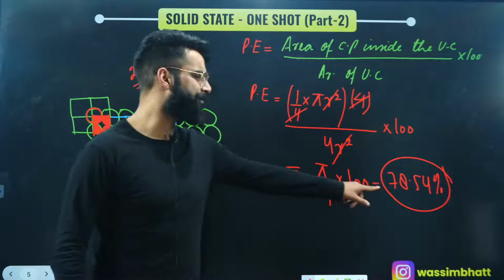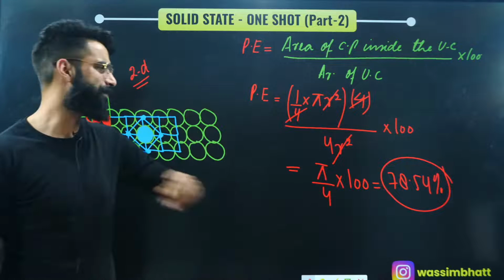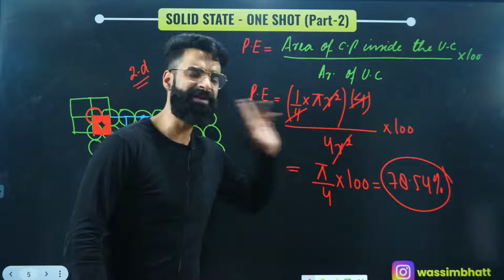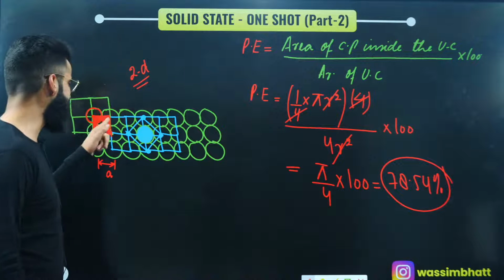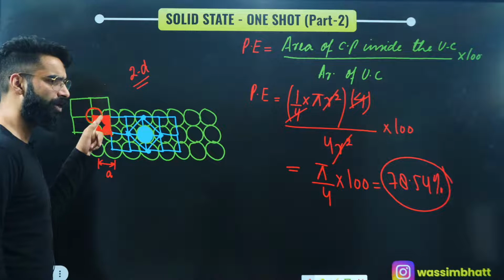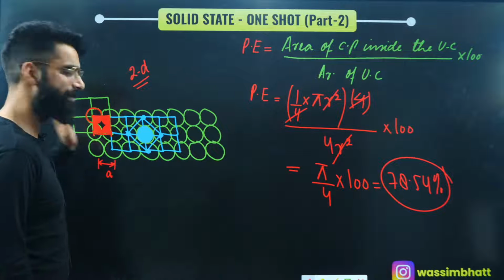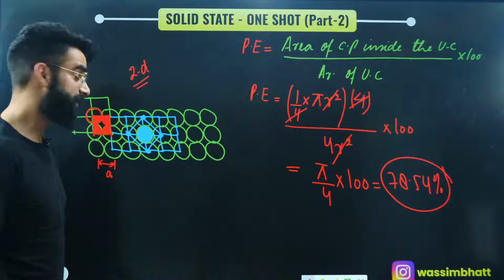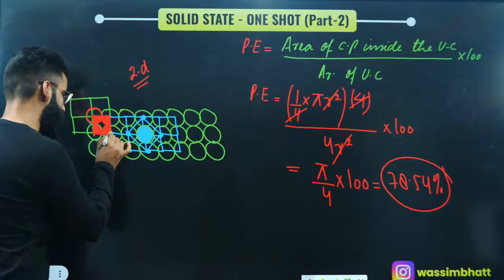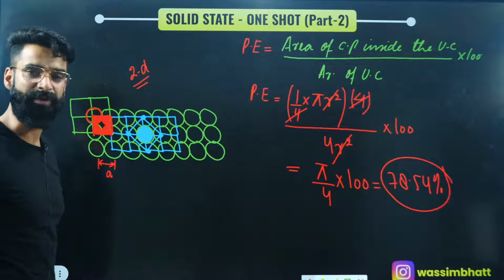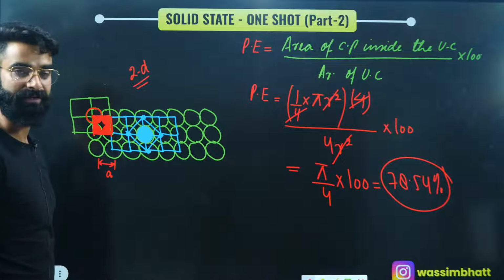This is basically the packing efficiency of the unit cell, right? It is the packing efficiency of this kind of packing. What is meant by it? It simply means that out of the total area of the square, 78.54% area is covered by the constituent particles. Out of the total area of this square I'm talking about, 78.54% area is covered by the constituent particles, right?